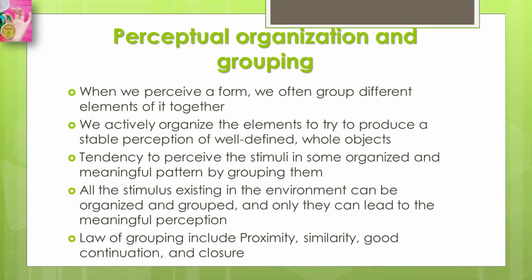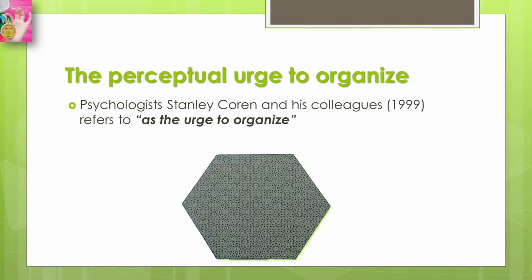The law of grouping, which comes under the topic of perceptual organization and grouping, includes the law of proximity, law of similarity, law of good continuation, and law of closure, which we'll be discussing in this video. So let's start with the perceptual urge to organize. As I have already discussed, the perceptual psychologist Stanley Coren and his colleague in 1999 refer to it as the urge to organize.